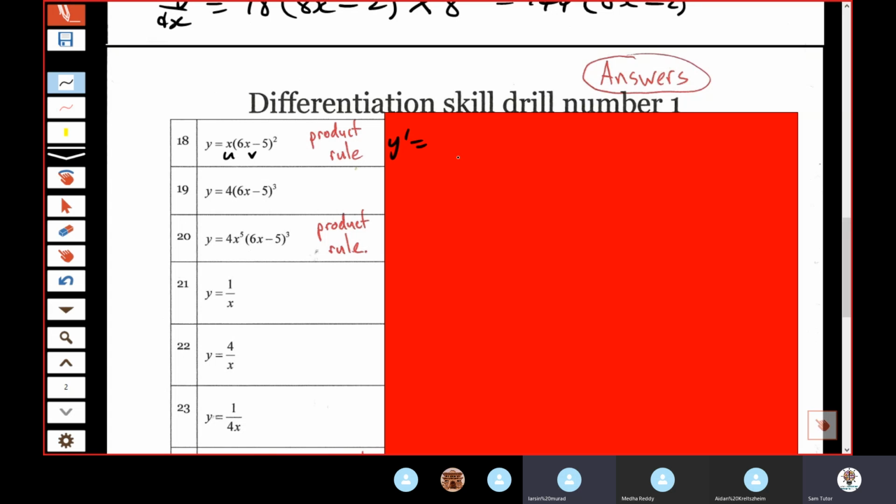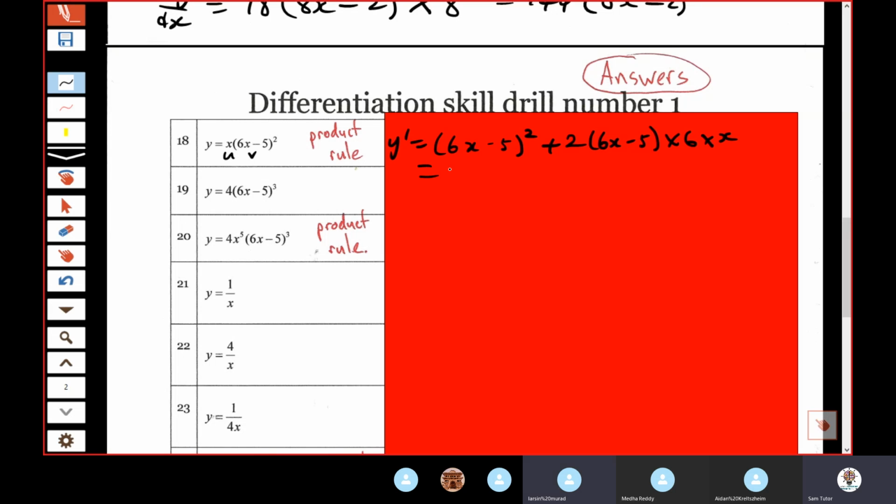6x minus 5 squared. Yep, so u dash v, you can't do anything with the x, so (6x minus 5) squared, plus v dash u. v dash is 2 times (6x minus 5) to the power of 1 times 6, because you've got to differentiate the inside, then you still have the u, the x. Perfect. That's full marks.